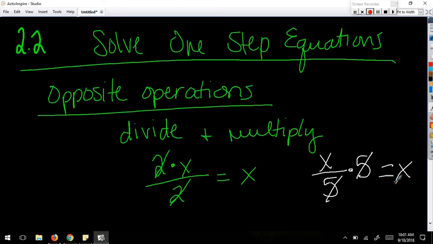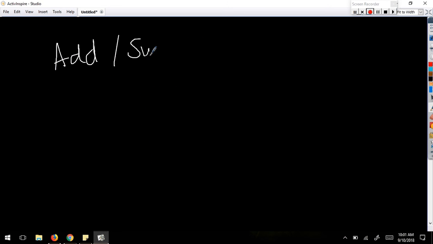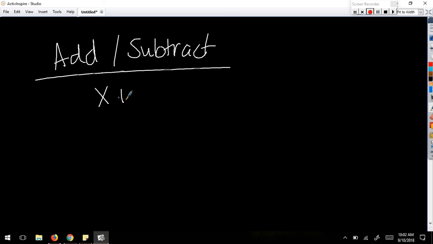Besides divide and multiply, give me 2 more opposite operations. Add and subtract. Multiply, divide. Okay. So we got multiplication, division, and addition, subtraction, and that's really all we're going to work with today. So let's say that I have some number and I add 4 to it. The opposite of adding 4 would be subtracting 4. And so if I did this, well, these would cancel and it would leave me with x. 4 minus 4 is 0.